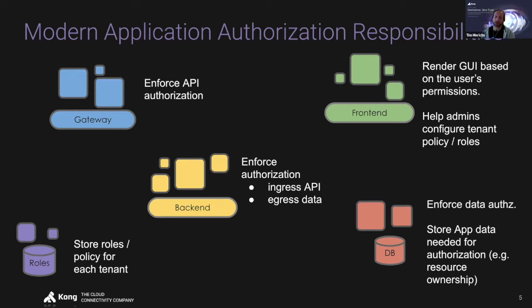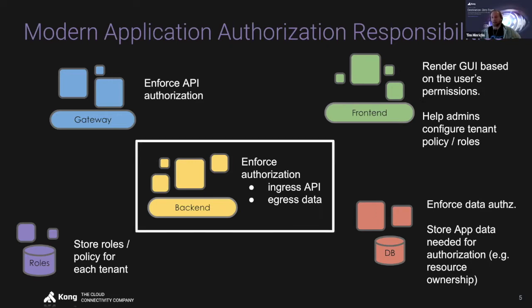And then the database is another great place to think about enforcing authorization. Obviously, we've done this forever, making sure that only the correct users can read the correct rows and columns from our databases. And of course, the database is also used to store attributes that inform authorization decisions. We're going to look at the back end today very quickly.